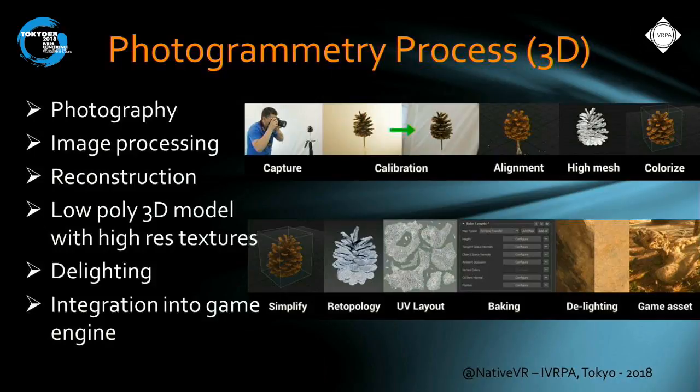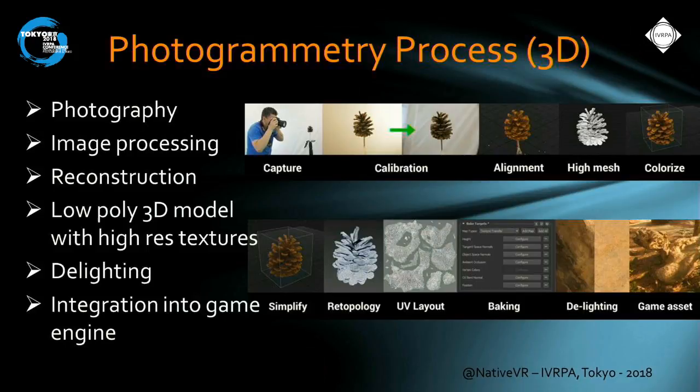So photogrammetry is basically the process of taking a bunch of 2D photos, going through some calibration and image processing in order to reconstruct a 3D model. And this is not something new. This has been done for decades now, and there is software that allows you to do this reconstruction.